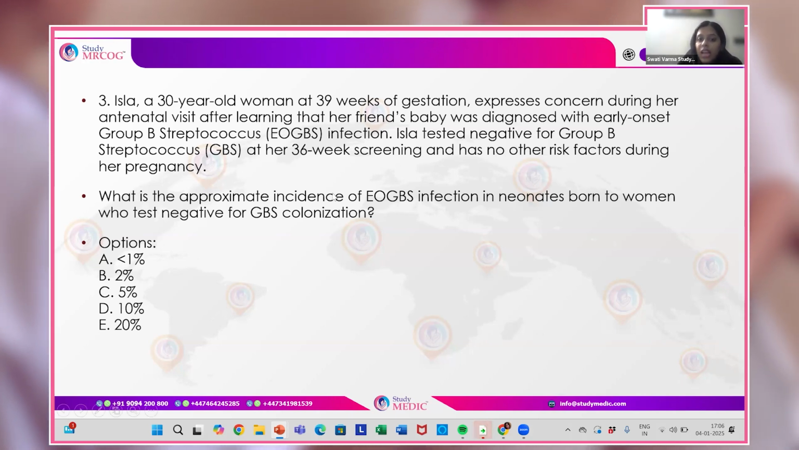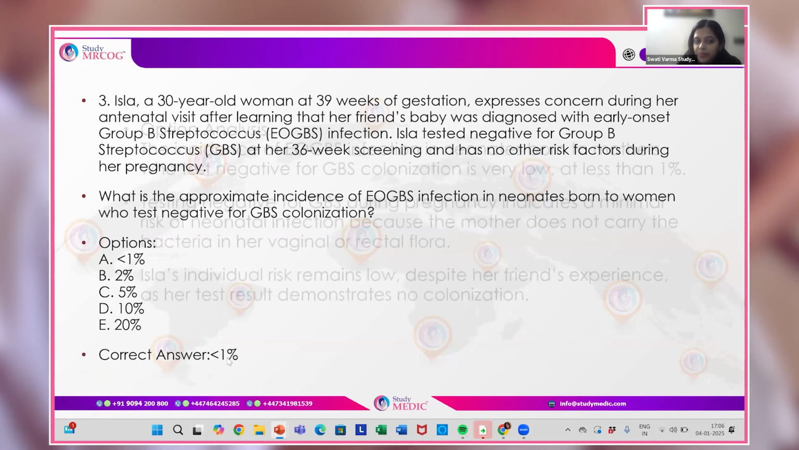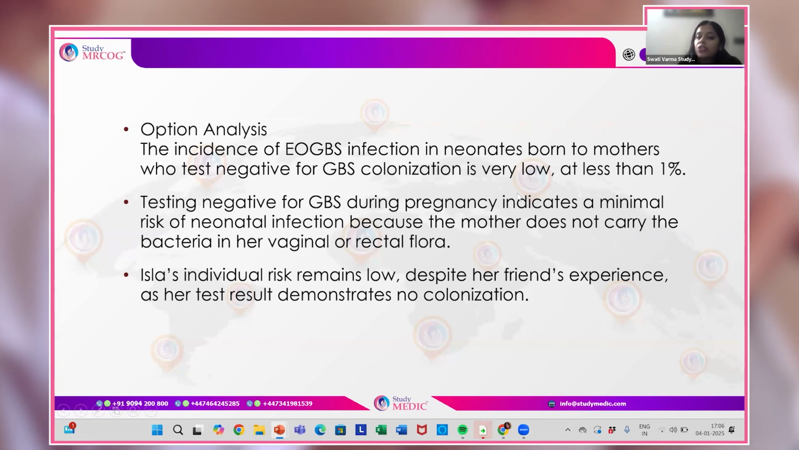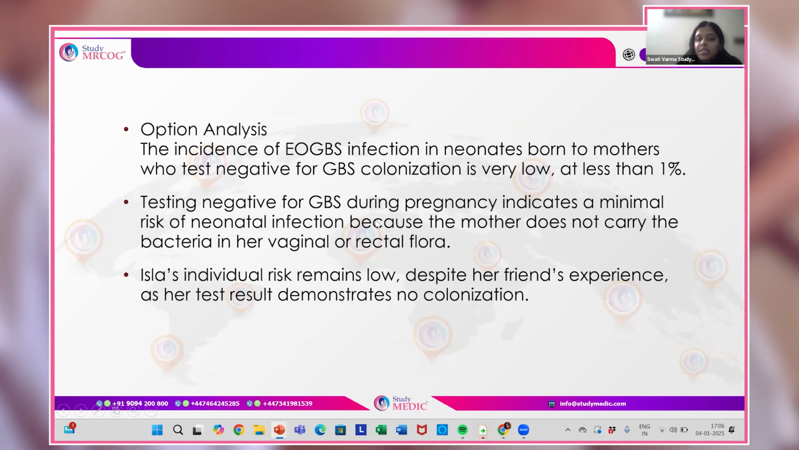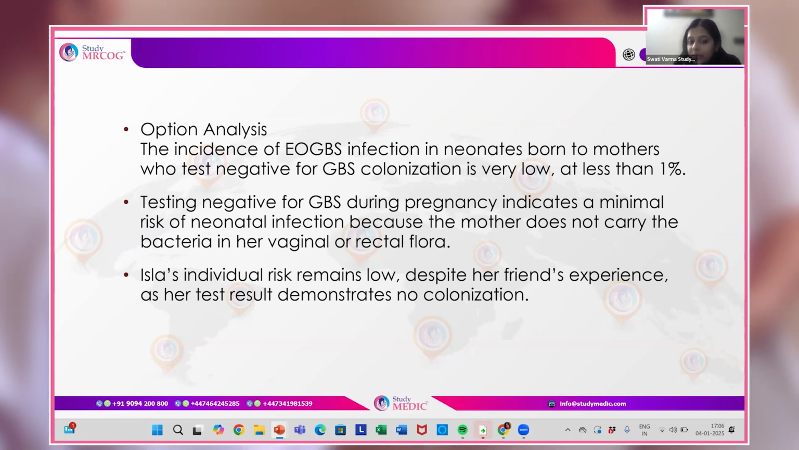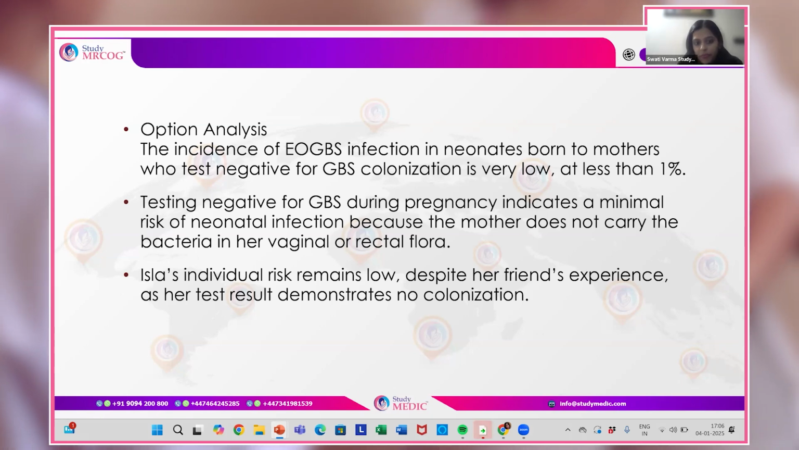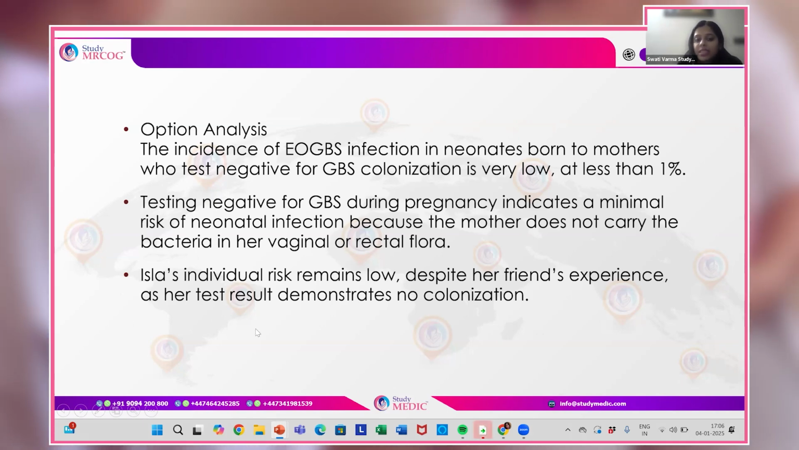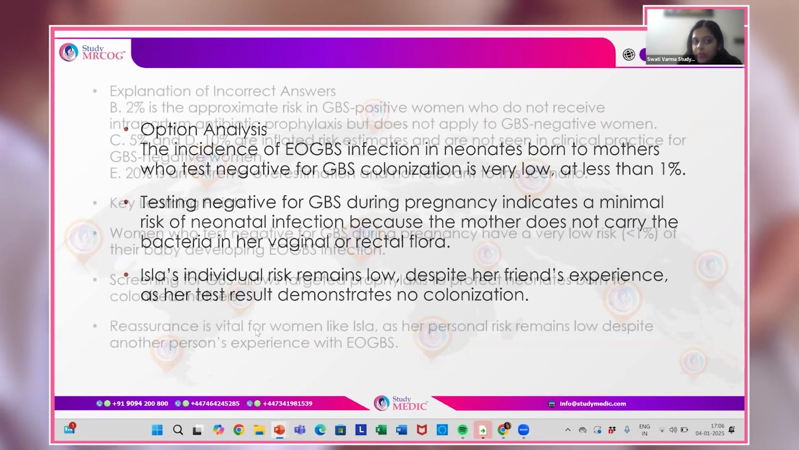So here, since she has tested negative, the risk becomes less than 1%. The incidence of early onset GBS infection in neonates born to mothers who test negative for GBS colonization is actually very low, at less than 1%. Testing negative for GBS indicates a minimal risk of neonatal infection because the mother is not carrying the bacteria in her vaginal or rectal flora. So Isla's individual risk remains low, despite her friend's experience, because her test result demonstrates no colonization.